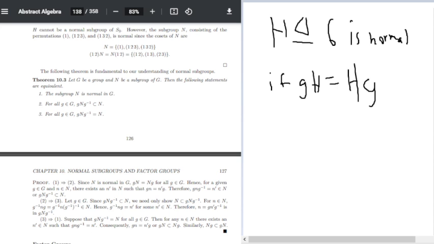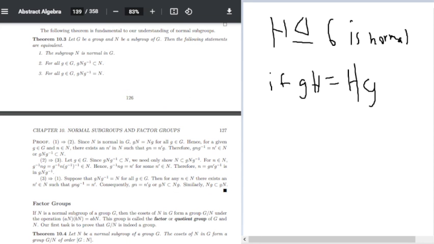Theorem 10.3. Let G be a group and N be a subgroup of G. Then the following statements are equivalent. 1. The subgroup N is normal in G. 2. For all g in G, gNg^-1 is a subset of N. 3. For all g in G, gNg^-1 is equal to N.